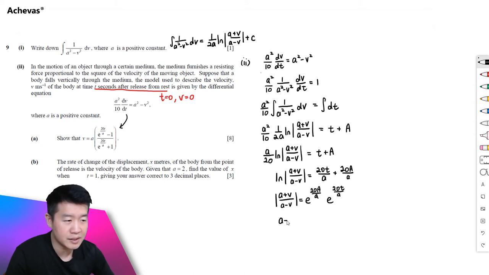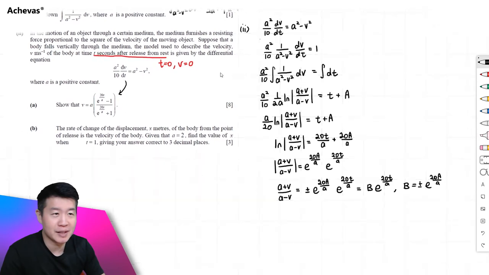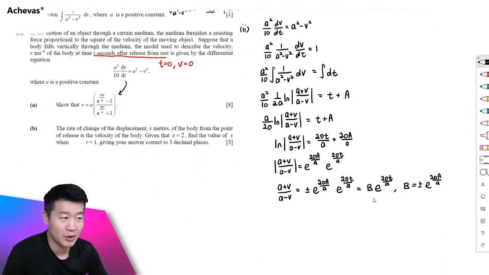And then removing the modulus, A plus V over A minus V is plus or minus e to the power of 20 A over A, e to the power of 20 T over A, which is equal to B e to the power of 20 T over A, where B here represents plus or minus e to the power of 20 A over A. I guess here is a good time for us to substitute t is equal to 0, v is equal to 0 to solve for B.